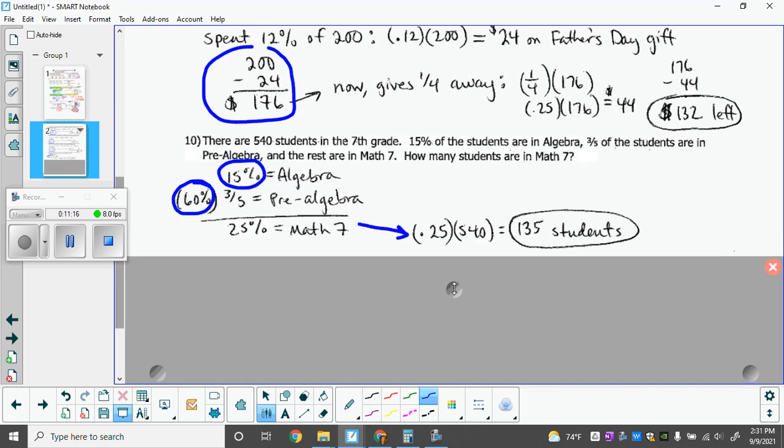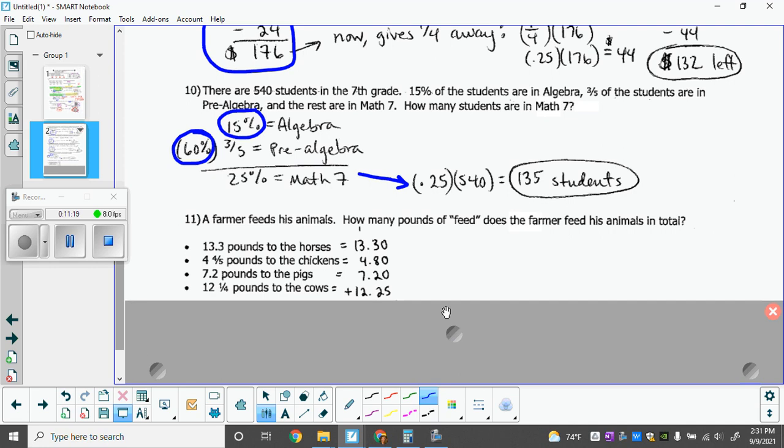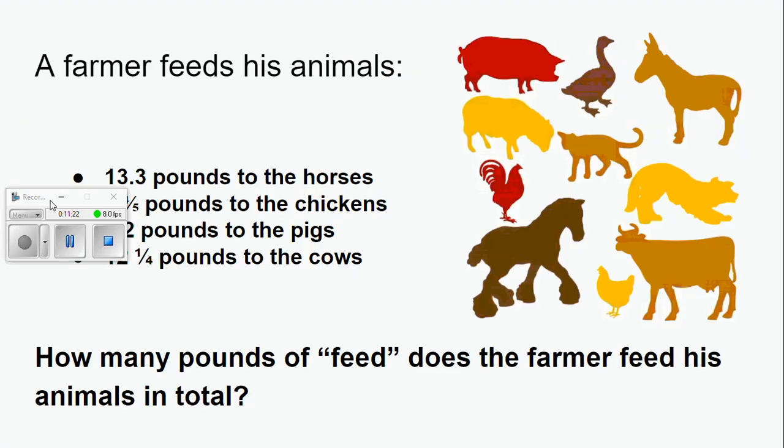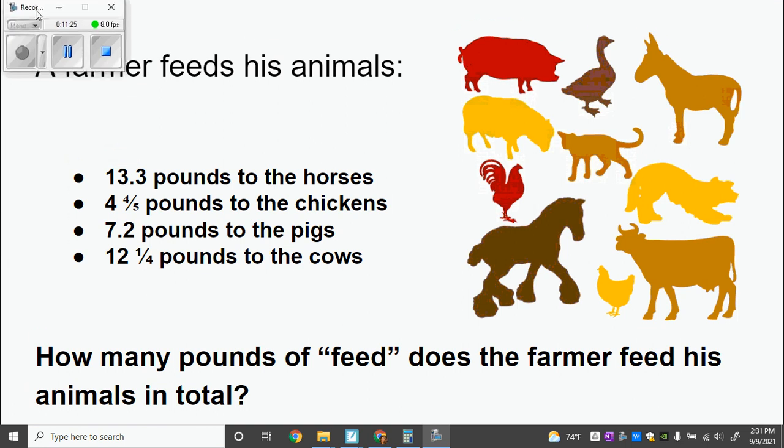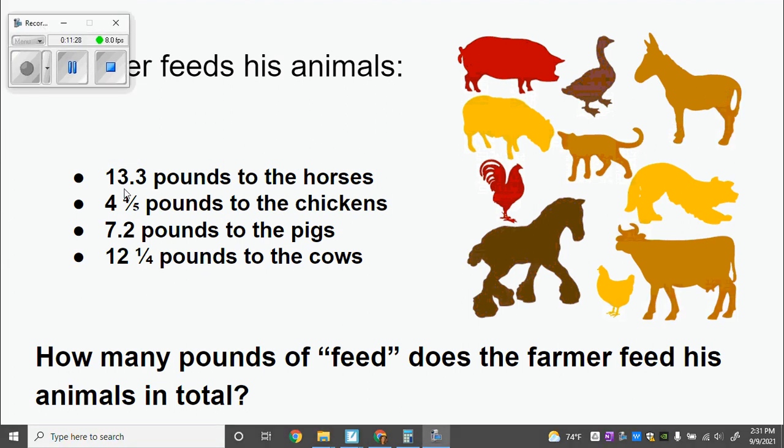All right, we are on the last problem here. And I'm going to switch back over to this slide. So a farmer feeds his animals. He feeds 13.3 pounds to horses. He feeds 4 and 4 fifths pounds to his chickens. Looks like 7.2 pounds of food go to the pigs. And 12 and 1/4 pounds go to the cows. And what I just simply want to know is how many pounds of feed does the farmer feed his animals in total? So basically, if this much goes to horses, this much to chickens, this much to pigs, and this much to cows, how many pounds total is that?